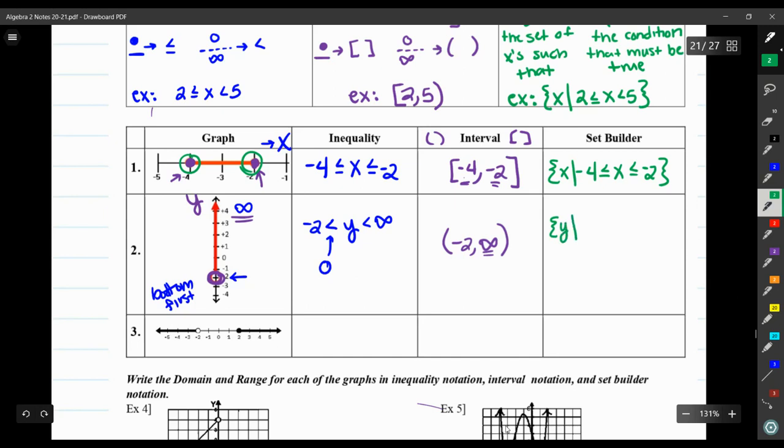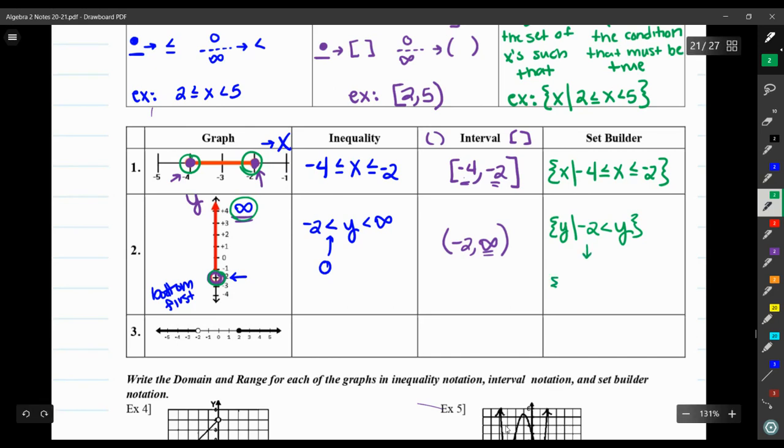And then we have the such that. So y such that, and now I need an inequality. Well, the low value is -2. Then we have less than y. And then we have this less than infinity thing. So with set builders, we don't really like to use infinities. So this is really all we have for set builder. But there's also a better way to do this as well.